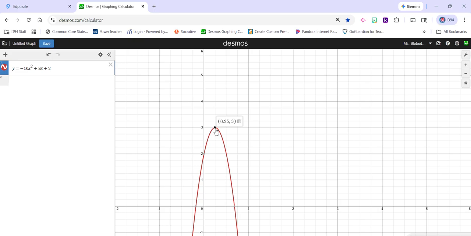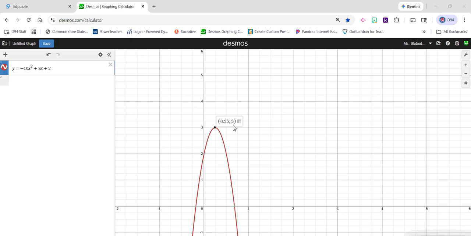So if the question is, when will the birdie reach its maximum height? When is time, and time is our input. So that's going to happen at 0.25 seconds. If they want to know what was the maximum height, that would be the output of my function. So if they're asking what is the maximum height, we're looking at the output, and we can see the maximum height of the birdie is 3 feet.